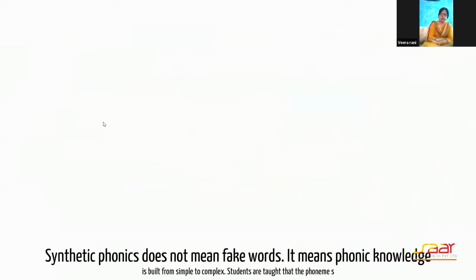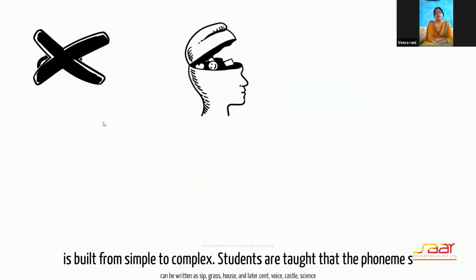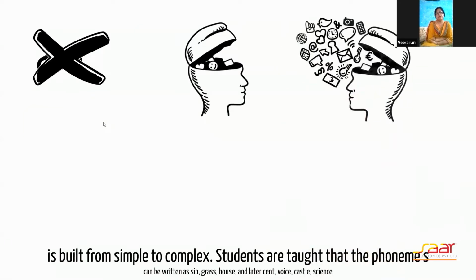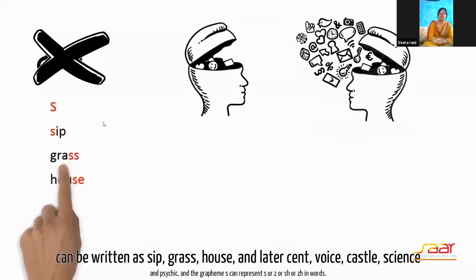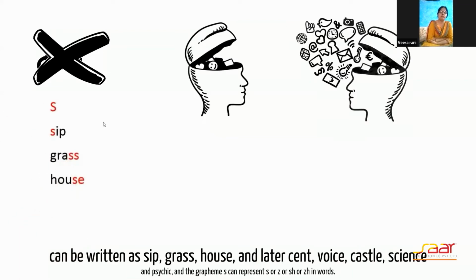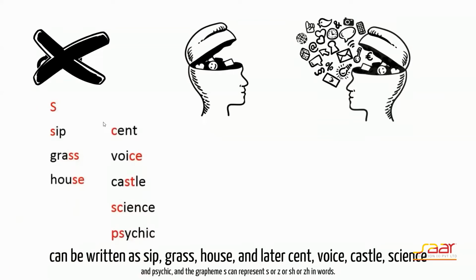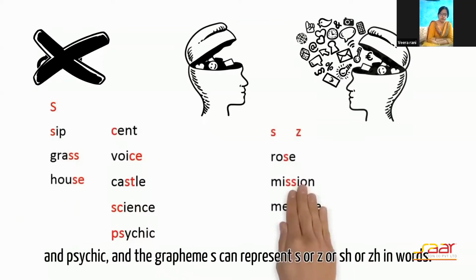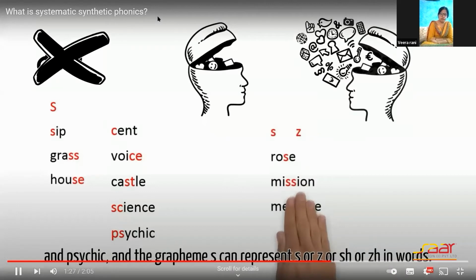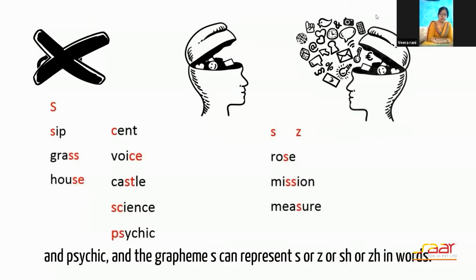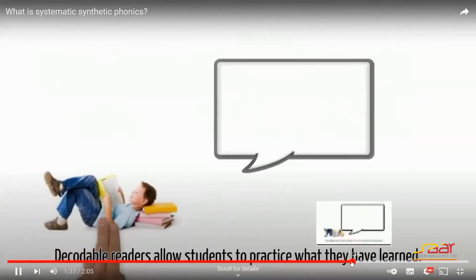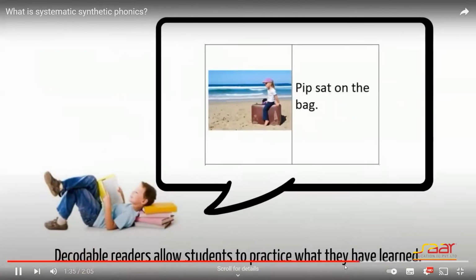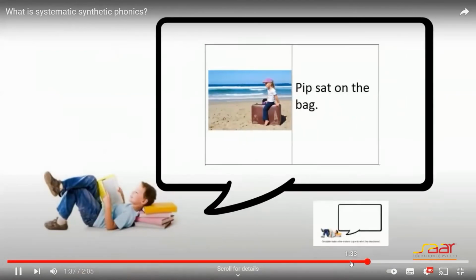Synthetic phonics does not mean fake words. It means phonic knowledge is built from simple to complex. For example, students are taught that the phoneme s can be written as in sip, grass, house, and later scent, voice, castle, science, and psychic, and the graphemes can represent s, z, sh, or zh in words. Decodable readers allow students to practice the phonic knowledge they have learned.